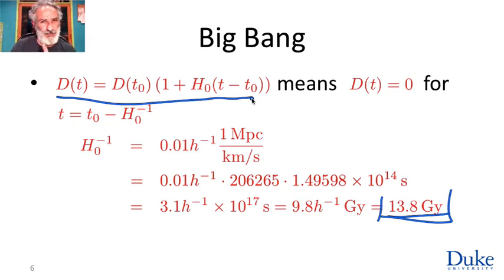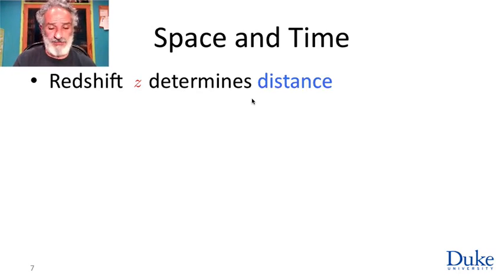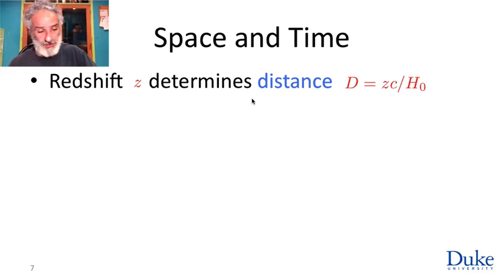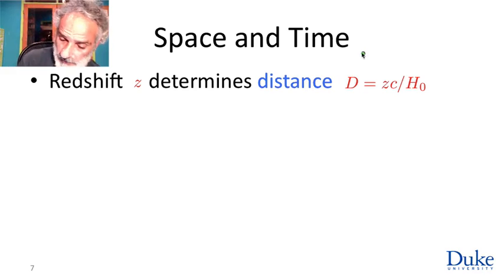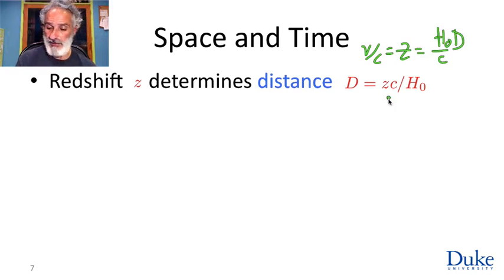But first, we can get even more out of this story. Remember that the redshift z determines distance, at least for small z, where the Newton approximation holds, as v over c is z. Remember that v over c was supposed to be z, and v over c is therefore H0 over c times d, and so d is zc over H0. So if you know the redshift, you can figure out the distance.